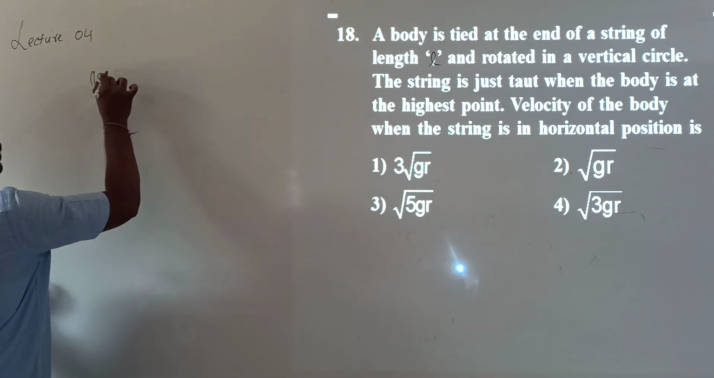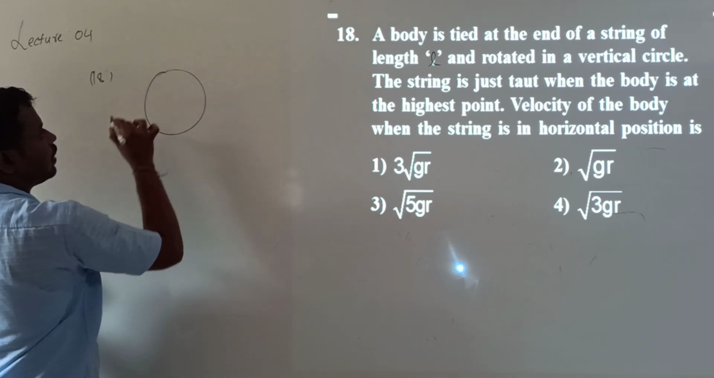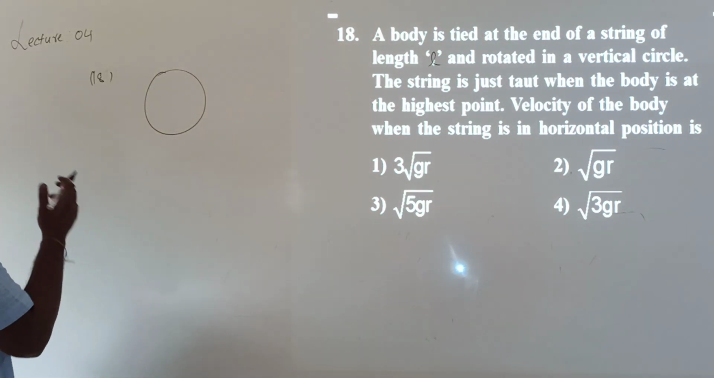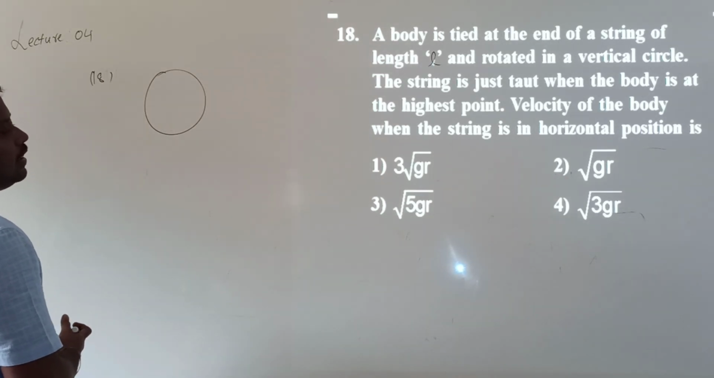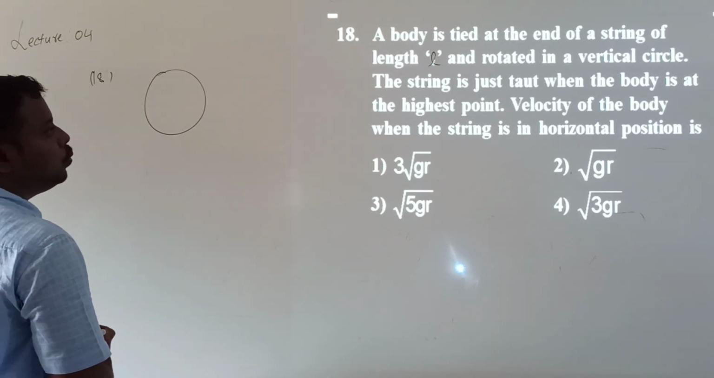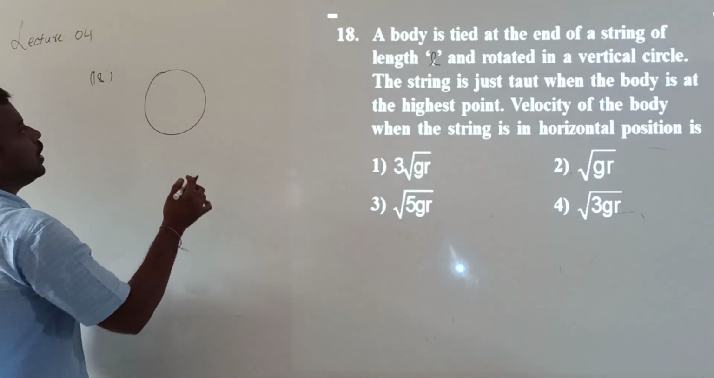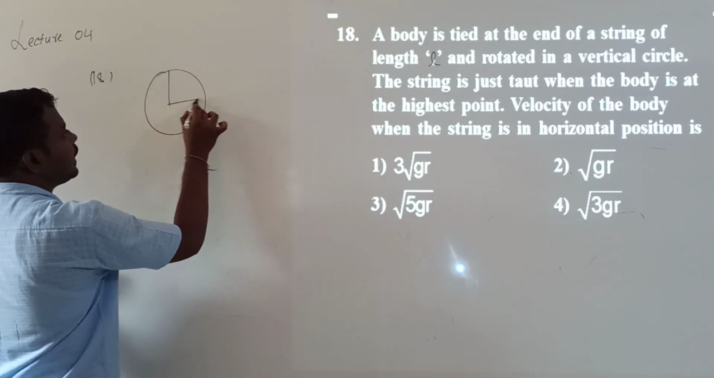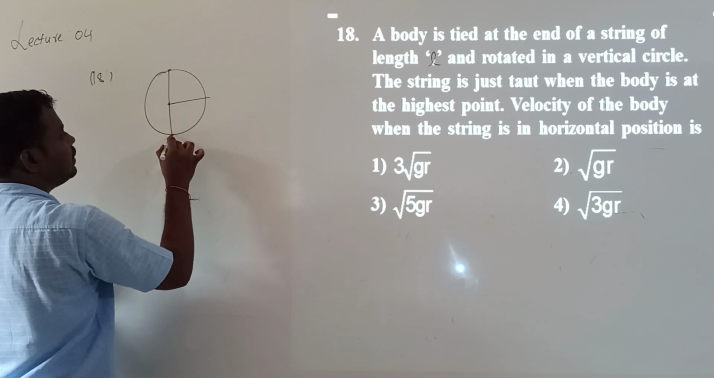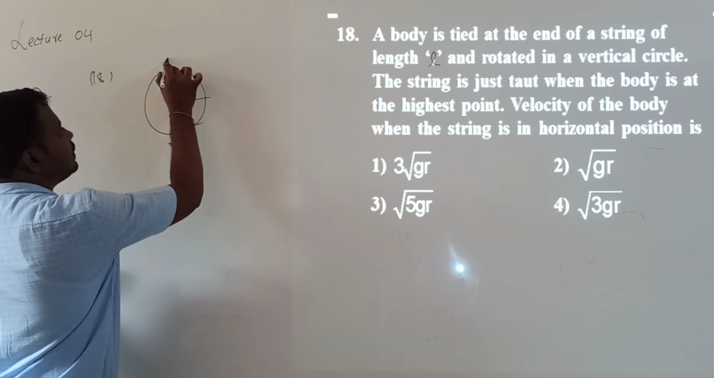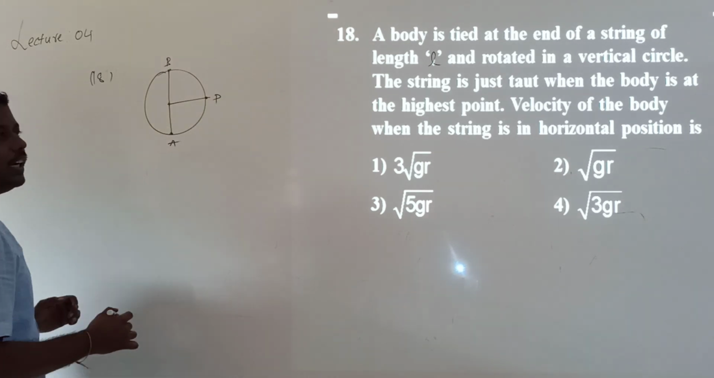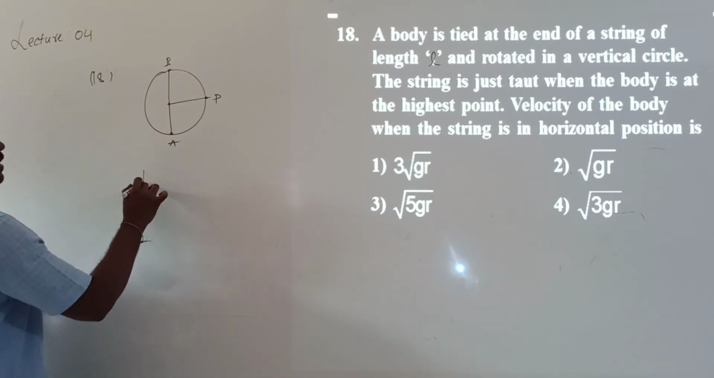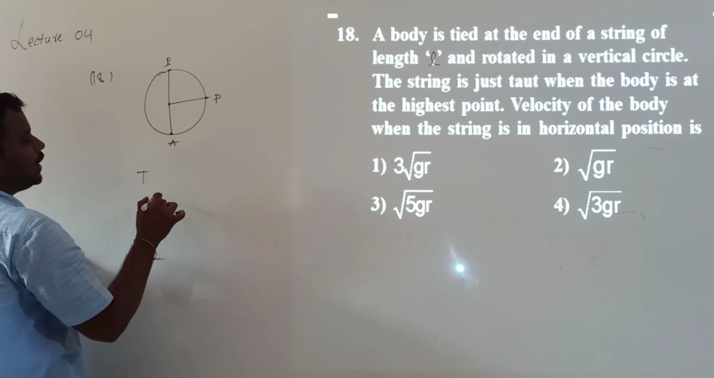Question number 18: body executing vertical circular motion. A body is tied at the end of a string of length given, rotated in a vertical circle. The string is just taut when the tension is zero when the body is at the highest point. So here consider 2 points. This is our lowest point A, this is our highest point B, and this is our horizontal position P. Right? So what is the tension when it is at the highest point?